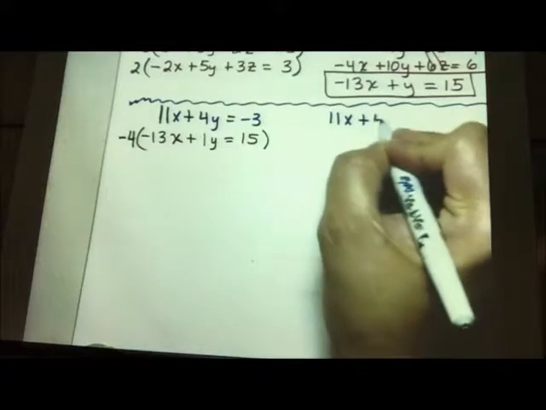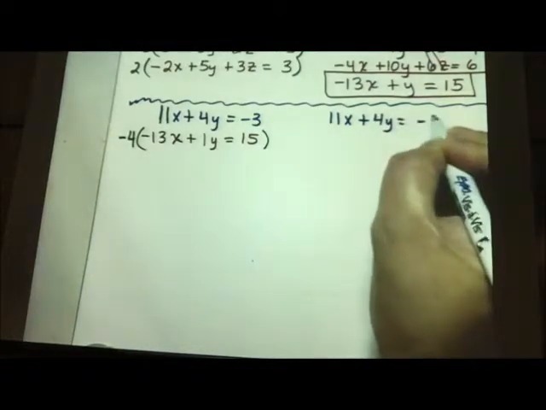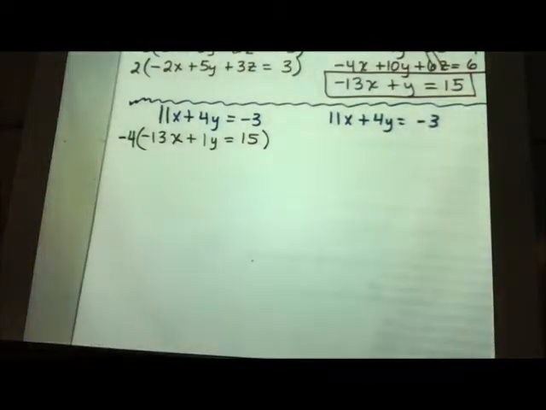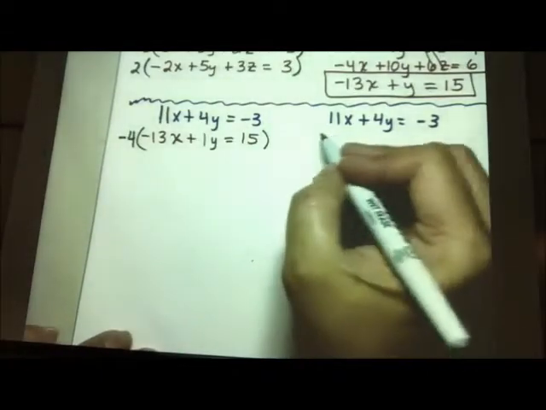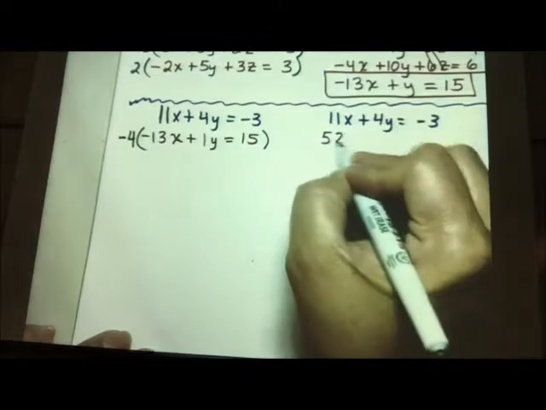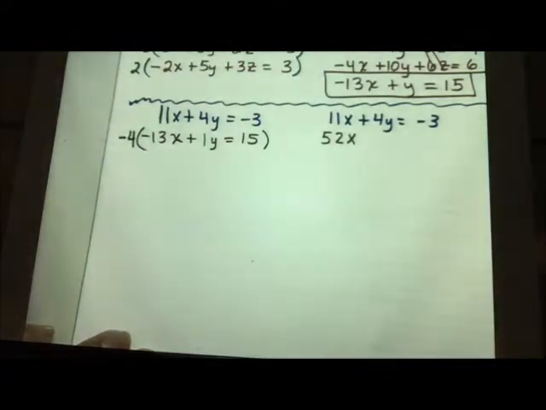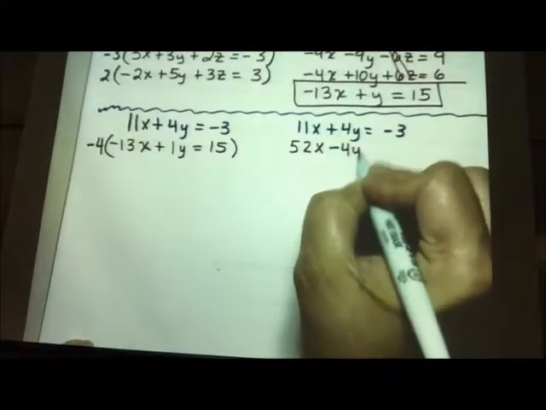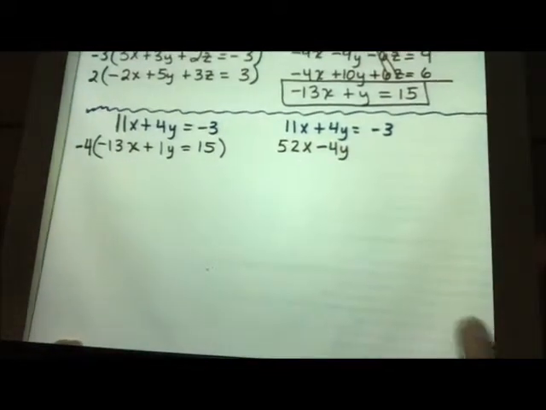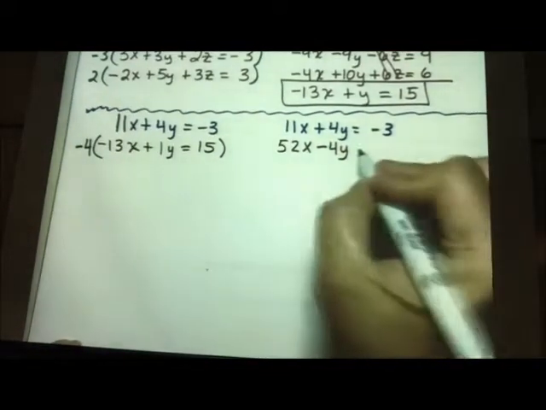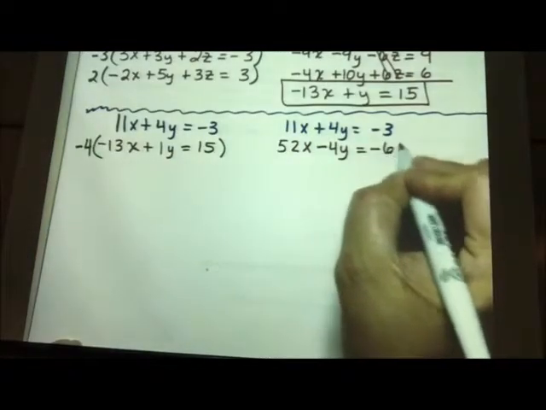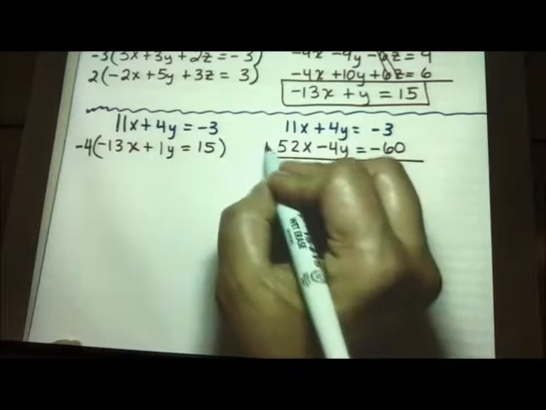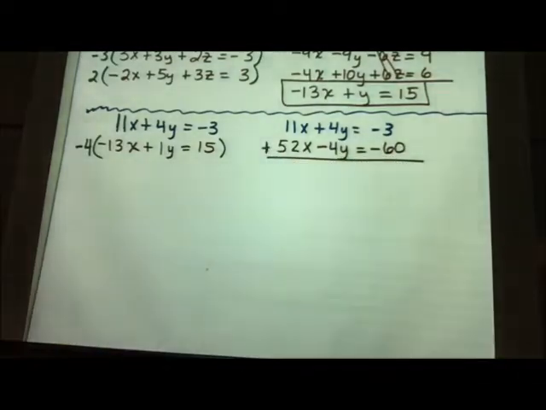11x plus 4y equals negative 3. The bottom one now becomes negative 4 times a negative 13, which would be 52x. A negative 4 times a 1y would be a negative 4y. And a negative 4 times a positive 15 would be a negative 60. So I'm going to look at this and combine them. I'm putting a little addition sign.